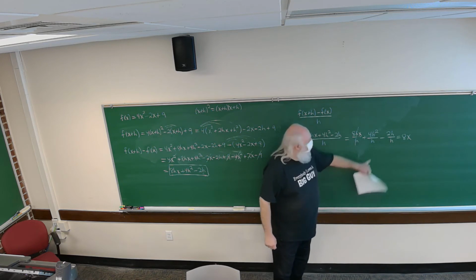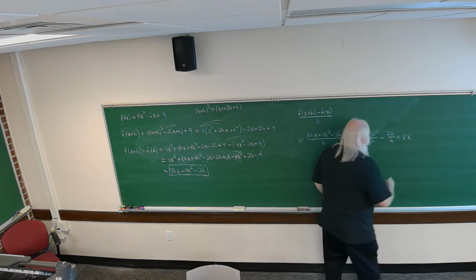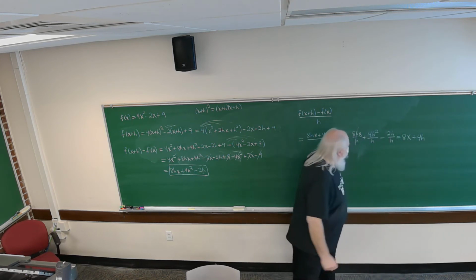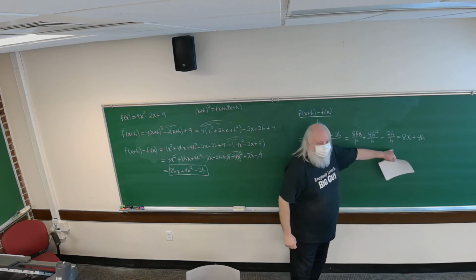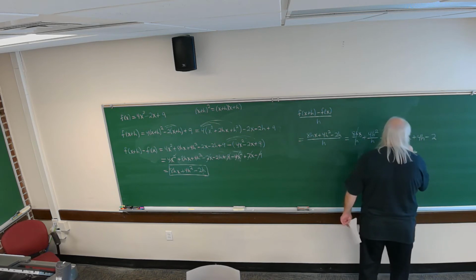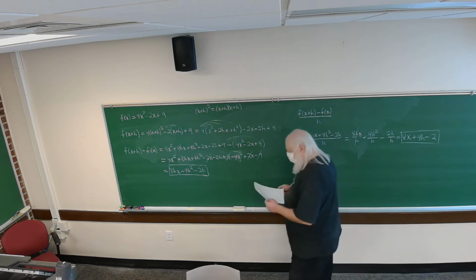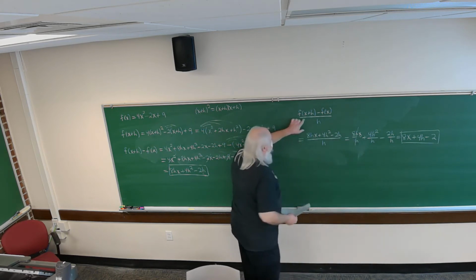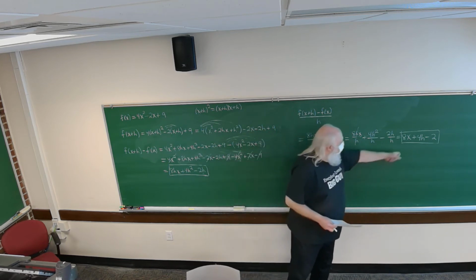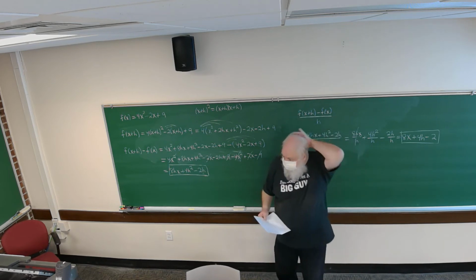Using the rules of exponents, h squared divided by h is just h. So the second term simplifies to 4h. And then the last term, the h's cancel, and we're left with minus 2. So the difference quotient for this problem, f of x plus h minus f of x over h, is equal to 8x plus 4h minus 2.